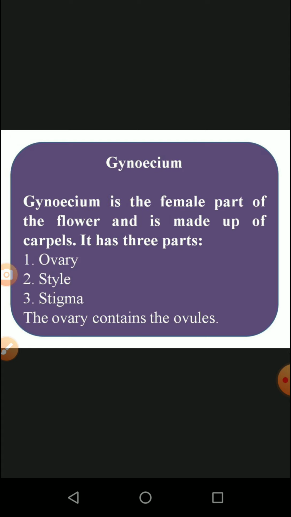I already told you what carpels are. It is one more question: the gynoecium is made up of carpels. Many carpels are available inside the gynoecium, and they consist of three parts. From the gynoecium, I already told you the three parts: ovary, style and stigma. The ovary consists of ovules. Inside the ovary there is a large number of ovules.